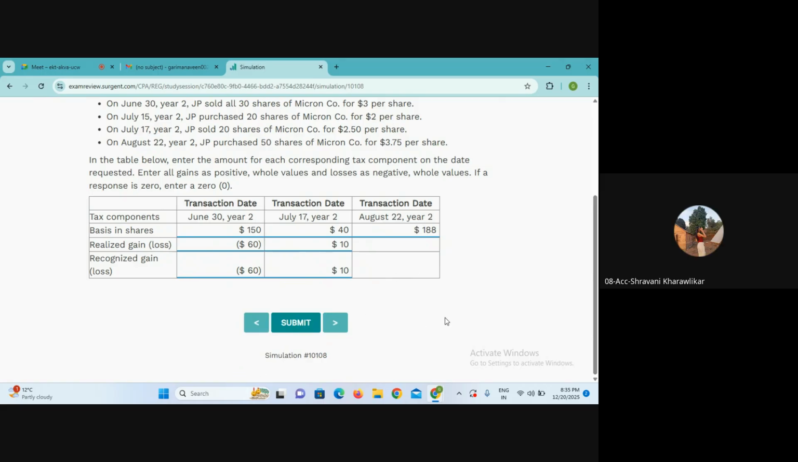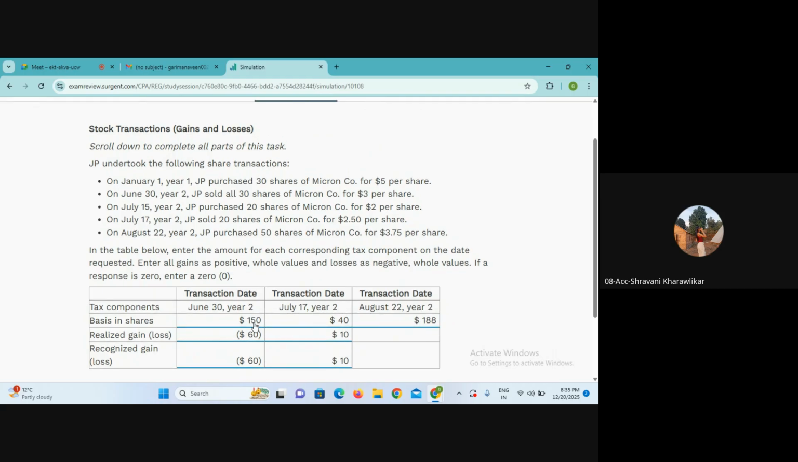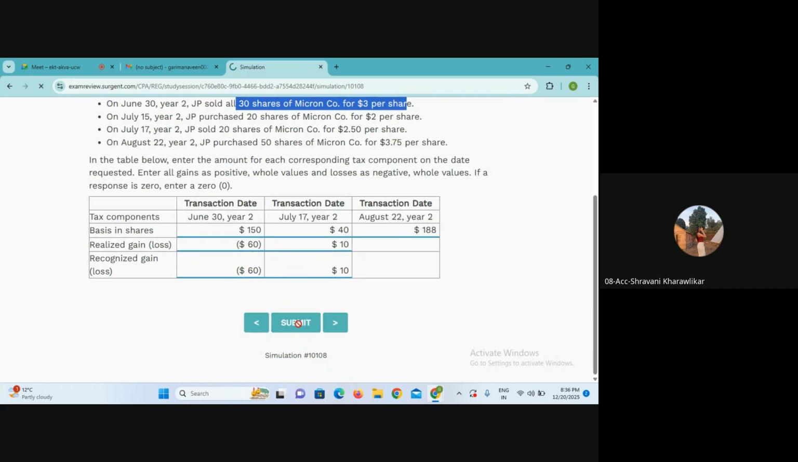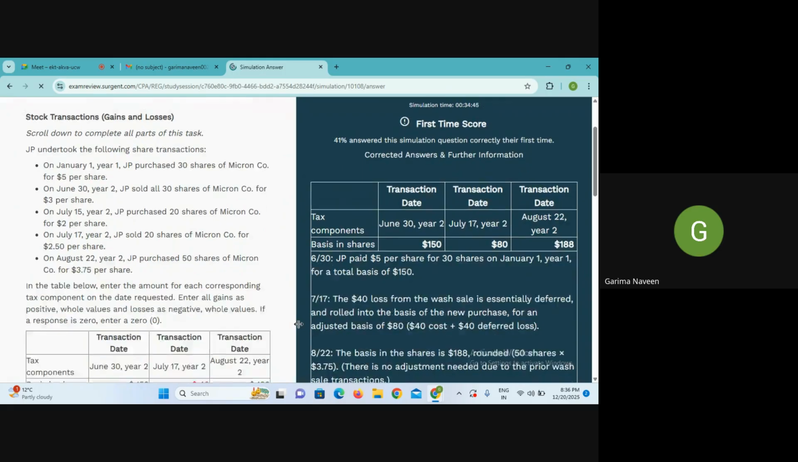But ma'am, I guess for the basis in share, for the first June 30, will it be 30 into 3? 30 into 3 is the selling price, not the basis. Sorry, no, it would be 150 only. And for 20 into 2. No, ma'am, I guess it's correct. Okay. So let's submit.